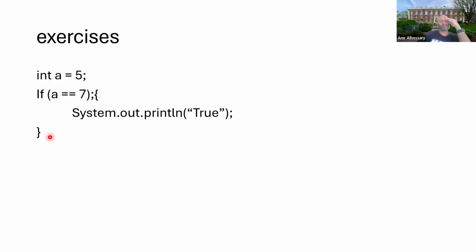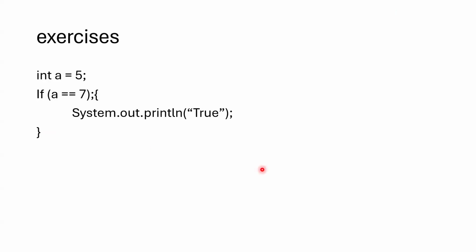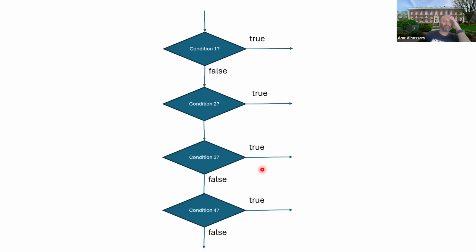Okay, let's do some exercises. Integer a equals 5, if a equals 7, System.out.println true. What will happen here? It won't print out true because a isn't equal to 7.